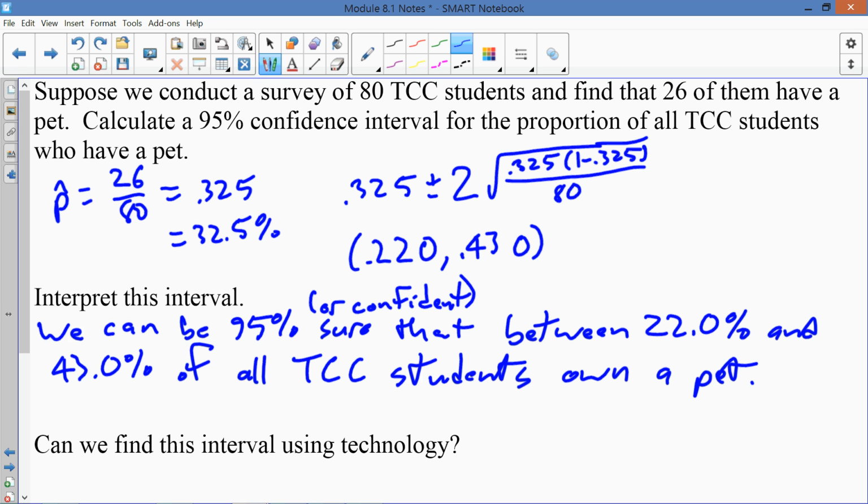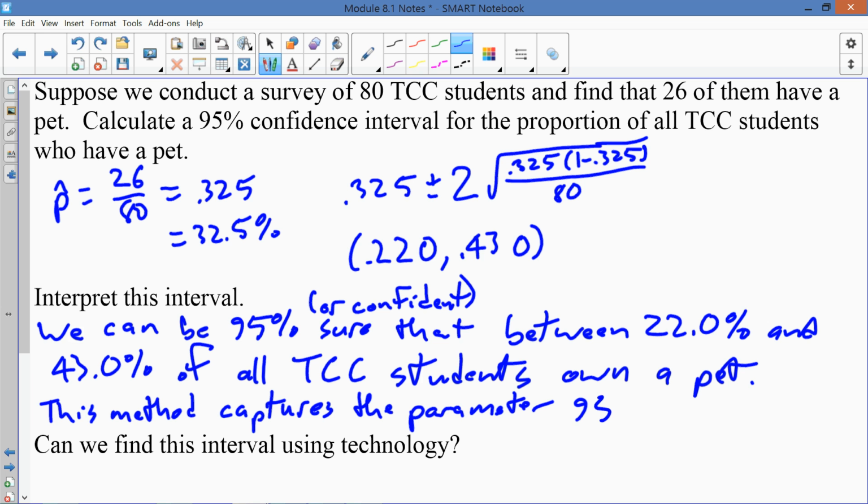Okay. What does this mean? What does 95% sure mean? It means this method captures the parameter, in this case the population proportion, 95% of the time. I don't know if this is one of the 5% or one of the 95%, but 19 times out of 20 it gets it right.